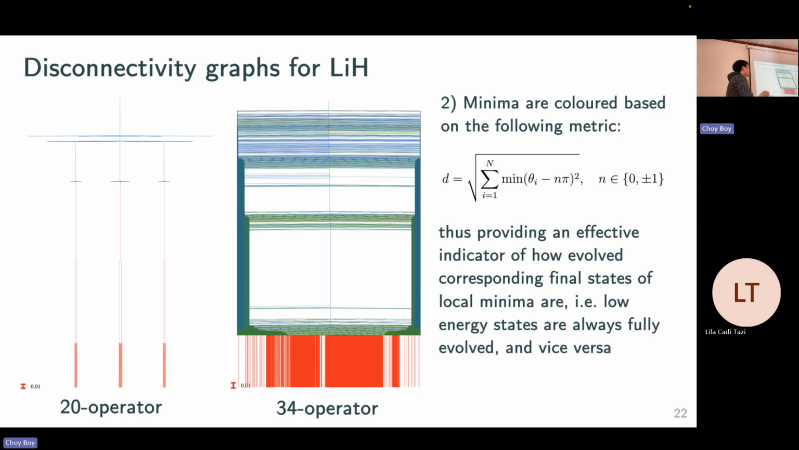We compute this metric over here. So we can see that generally all the minima found here have very low d values, so they are quite close to 0 or ±pi. Whereas for these minima over here, some are close to pi/2. So this means that probably for these minima, your wave function is not sufficiently evolved.